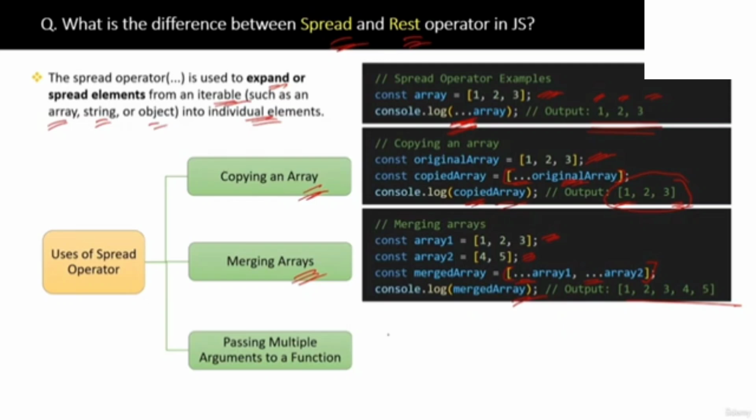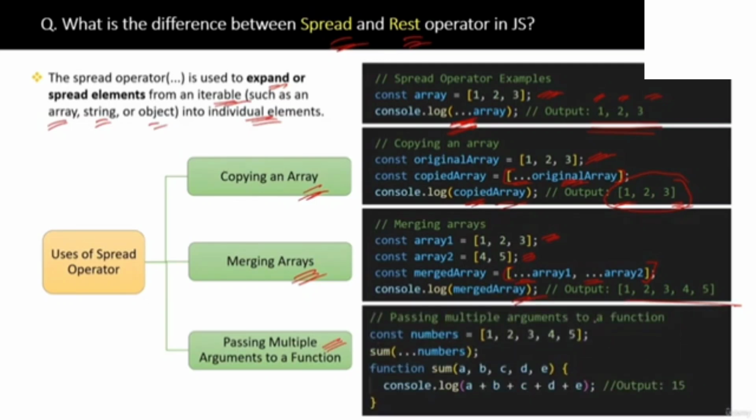The last use of the spread operator is passing multiple arguments to a function. Suppose you have an array with multiple elements like this. Then while calling the function, you can pass this array with the spread operator, and in the function body, you can receive the individual elements sent by the spread operator. So this is the whole story about the spread operator, where we are just spreading a single array into multiple individual elements. And in most cases, we use spread operators.